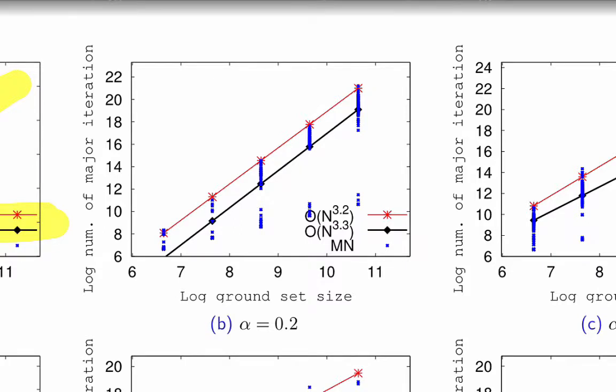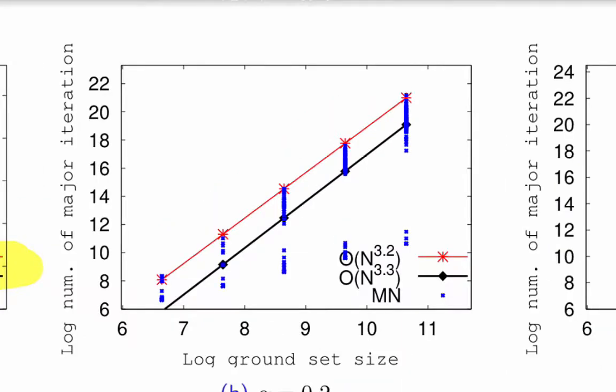All of a sudden, when we choose a different submodular function, with a different type of curvature, the min-norm algorithm seems to perform much, much worse. In fact, if we interpolate either the average points or the worst case points, I think what I said last time was the opposite. The red is the interpolation of the worst case points, and the black is the interpolation of the average points. At each ground set size here, we have essentially a histogram of the running times of the min-norm algorithm. Remember, this is the number of major iterations.